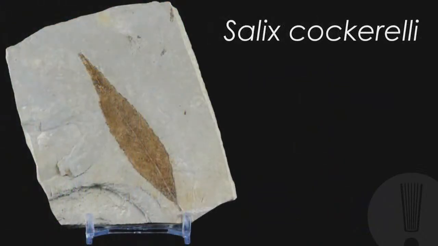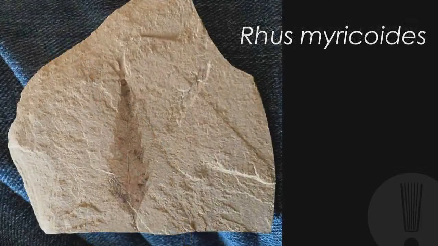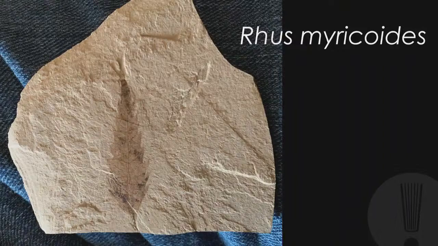Here's a leaf, Salix cockerelli. So Salix is the willow genus. Here's a leaf of Rhus myricoides. Rhus is the genus for sumacs. So we're starting to see some of our modern plant families in the Eocene.